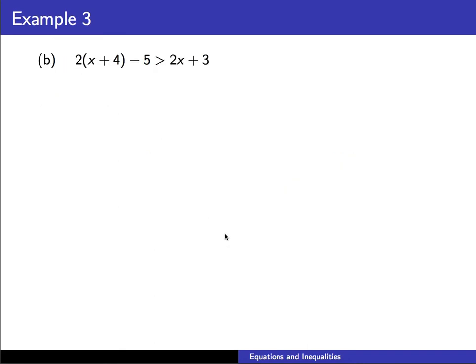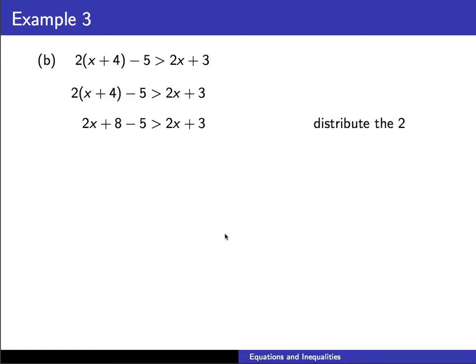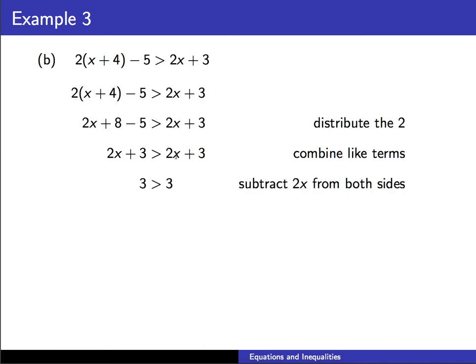All right, part B, 2 times x plus 4 and then minus 5 is greater than 2x plus 3. We're going to start by distributing the 2 to the x plus 4 on the left. We get 2x plus 8, and then minus 5 is greater than 2x plus 3. We can combine like terms on the left-hand side. 8 and minus 5 is 3, so we have 2x plus 3 is greater than 2x plus 3. If we subtract 2x from both sides, now our variables are gone. We saw this in the last video. When our variables cancel out, we have to look at what is left over.